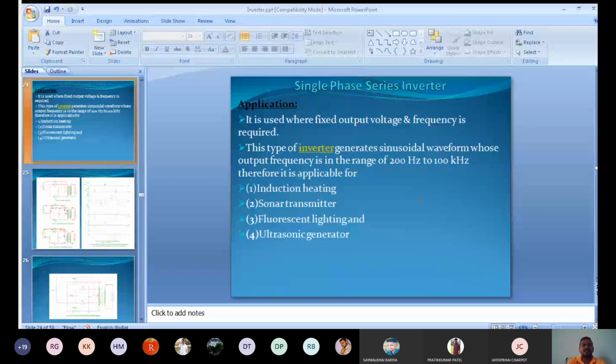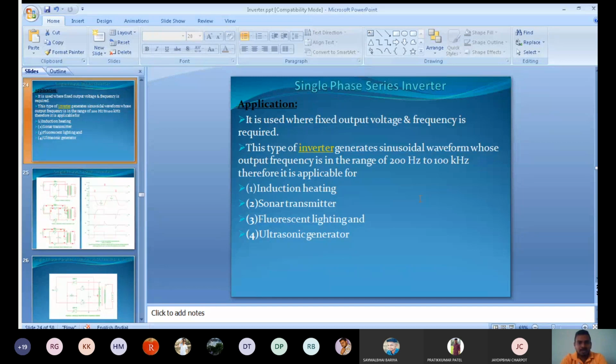Application: it is used where fixed output voltage and frequency are required. This type of inverter generates a sinusoidal voltage waveform whose output frequency is in the range of 200 Hz to 100 kHz. So it is applicable for induction heating, transmitters, fluorescent light and ultrasonic generators. These are the applications of the series inverter.